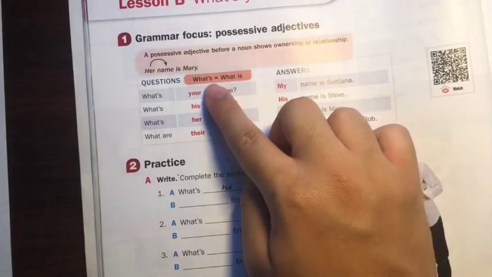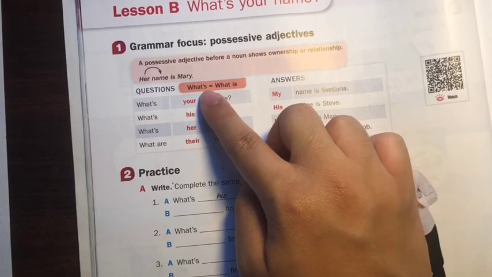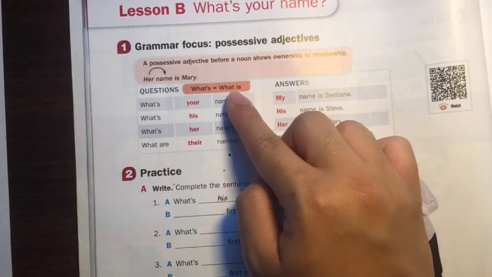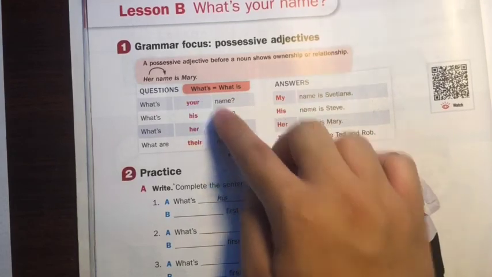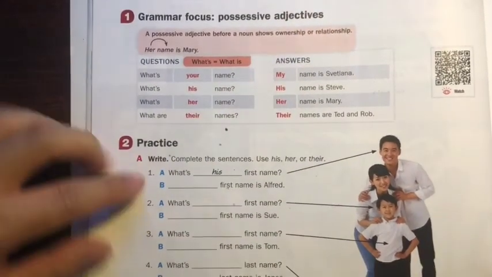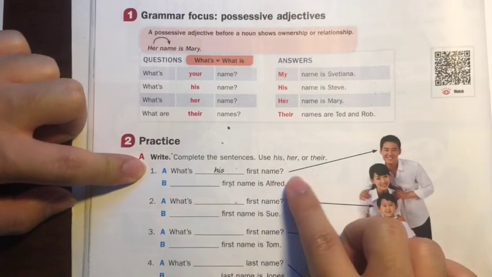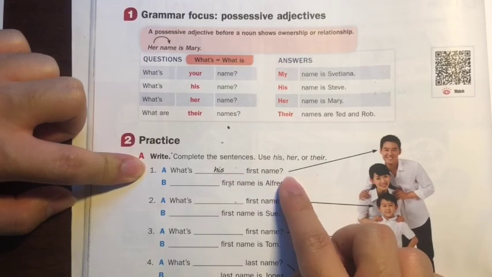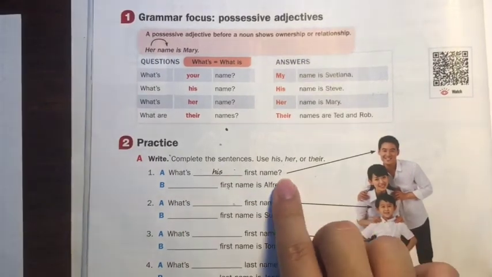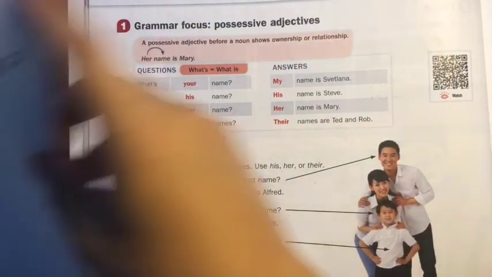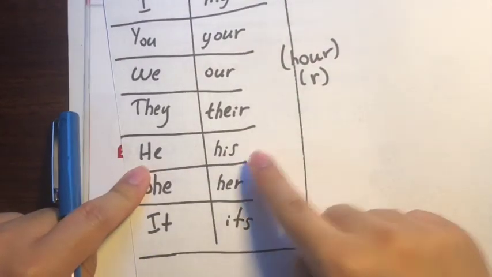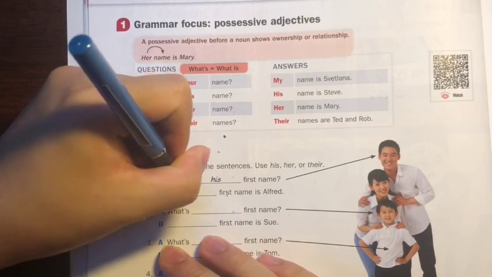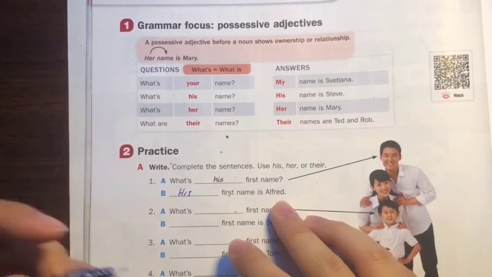Let's look in the book. The question in the book uses the word what's. What's is the short way to say what is. What is, what's. So 1, the arrow is pointing at the man here. So we say, what is his name? The answer, we say, he, his. His first name is Alfred.